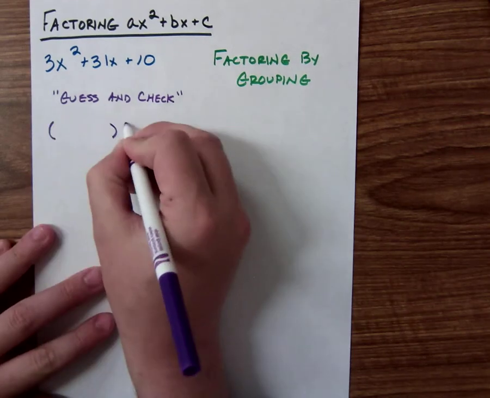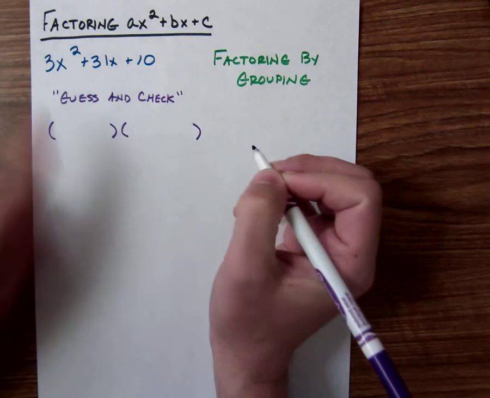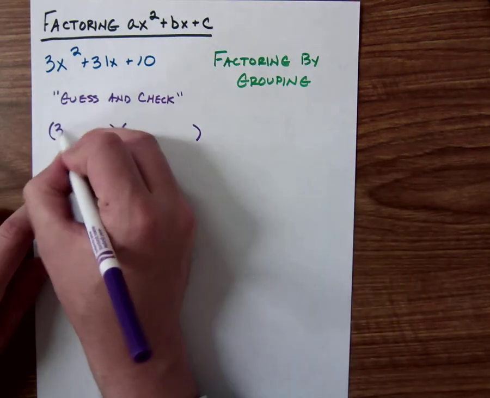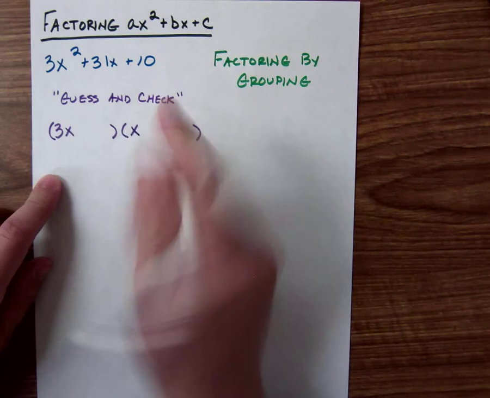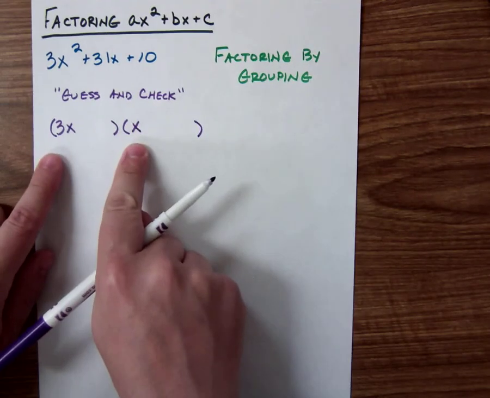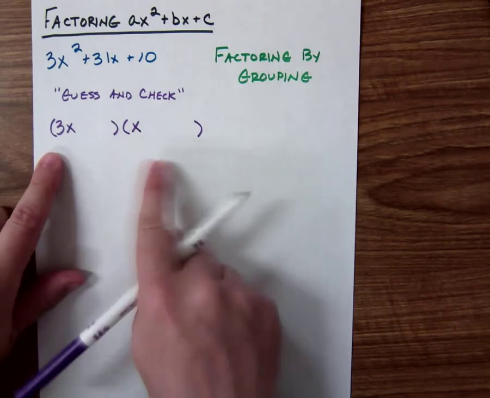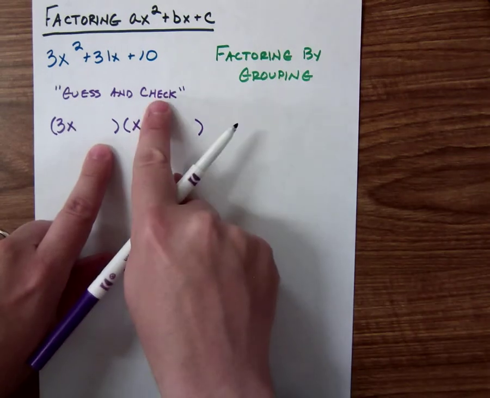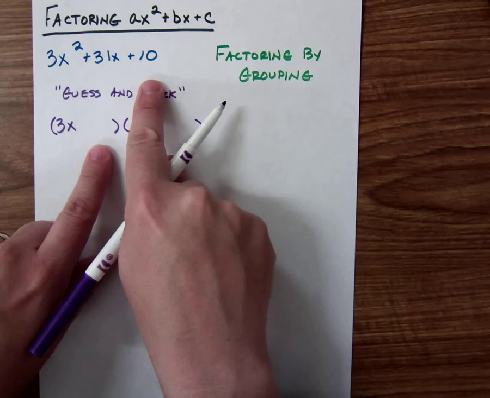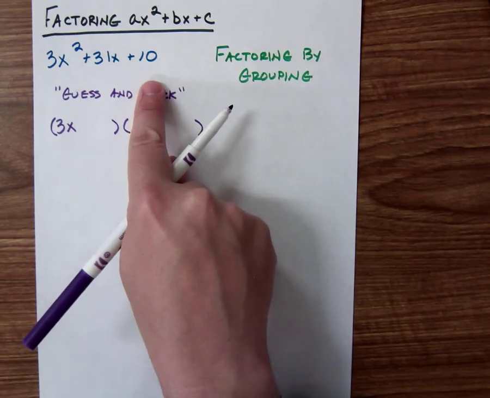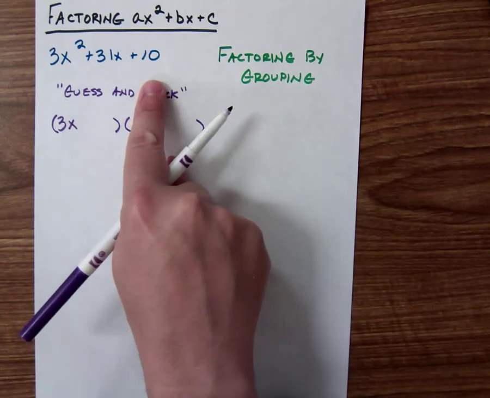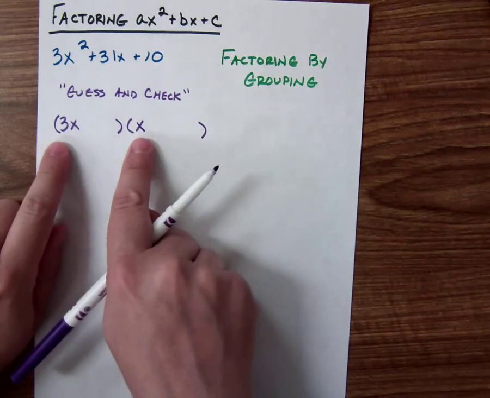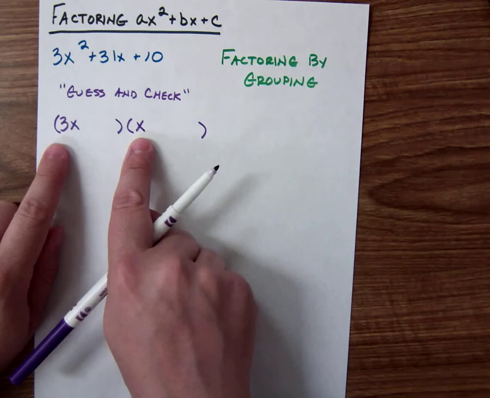You do your two parentheses. And our first term was 3x squared, which means I'd have to start with 3x and x, right? That's the only way to get 3x squared, is 3x times x. The numbers on the end, though, would have to be multiples of 10. So the question is, what would the multiples of 10 be? It could be 1 and 10, or it could be 2 and 5. And since we've got a 3x and a 1x here, since these aren't the same, the order really, really matters.